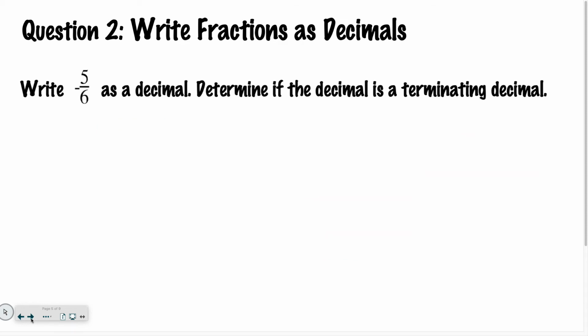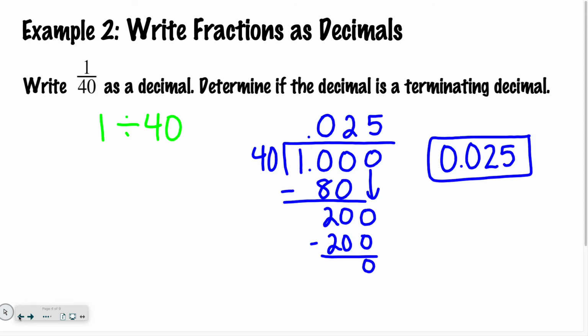All right, now practice with this one. Write -5/6 as a decimal. Determine if the decimal is a terminating decimal. I skipped that part on example 2, so sorry. I'm going to go back for a second. 0.025, none of that repeats. It came to an end, so this is a terminating decimal.